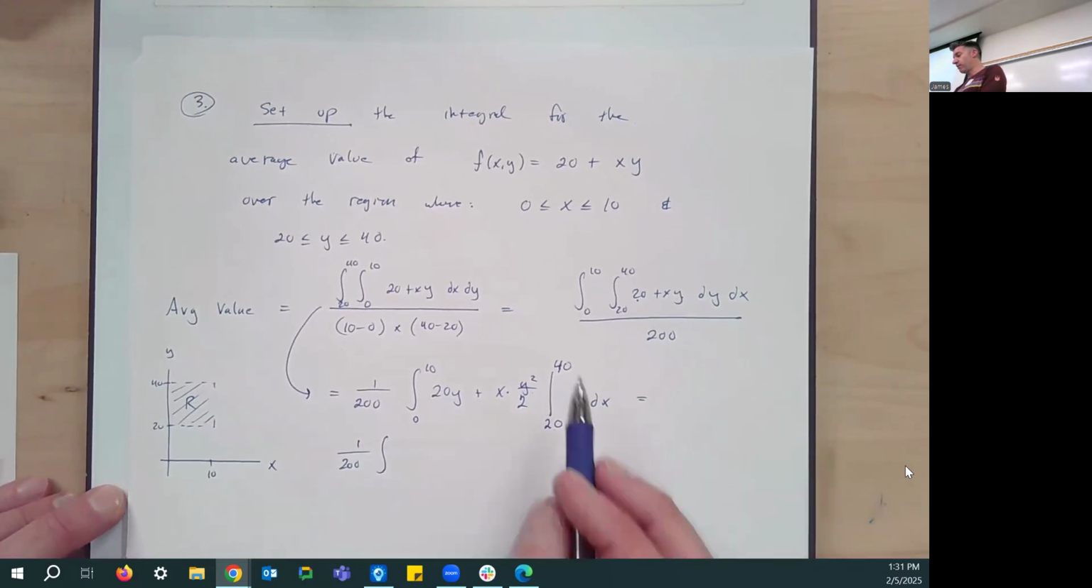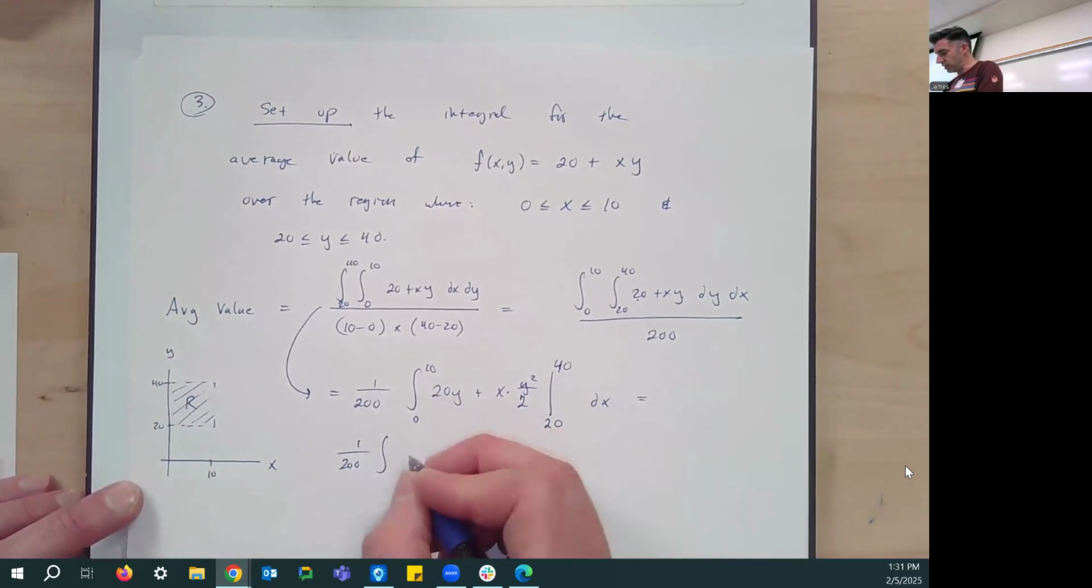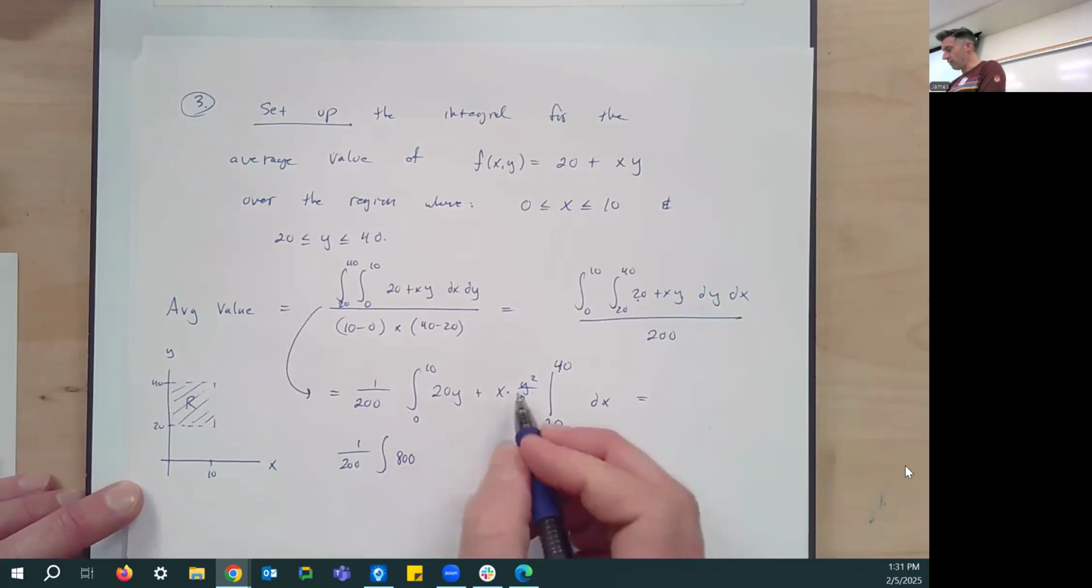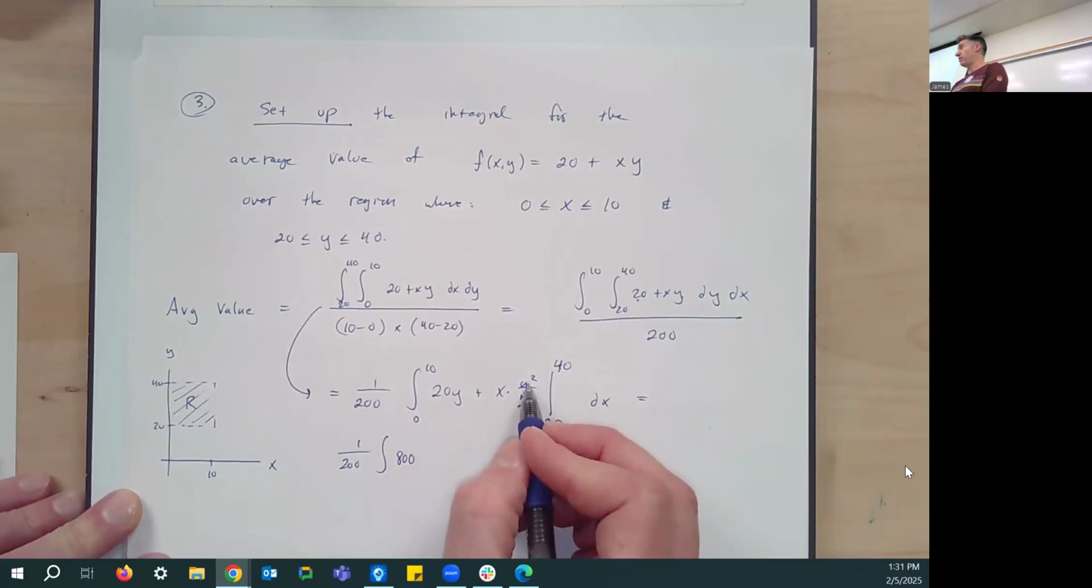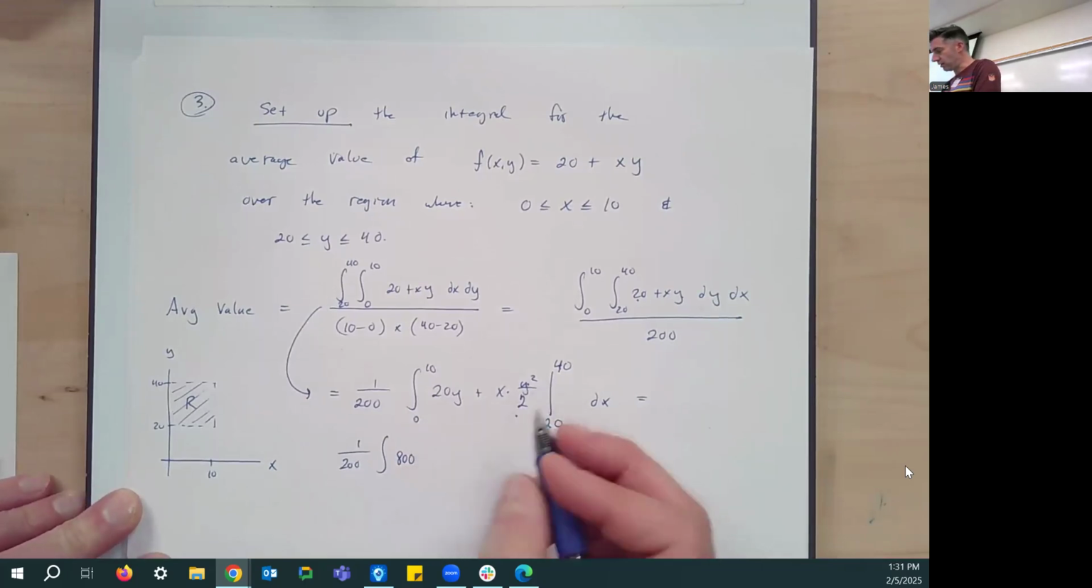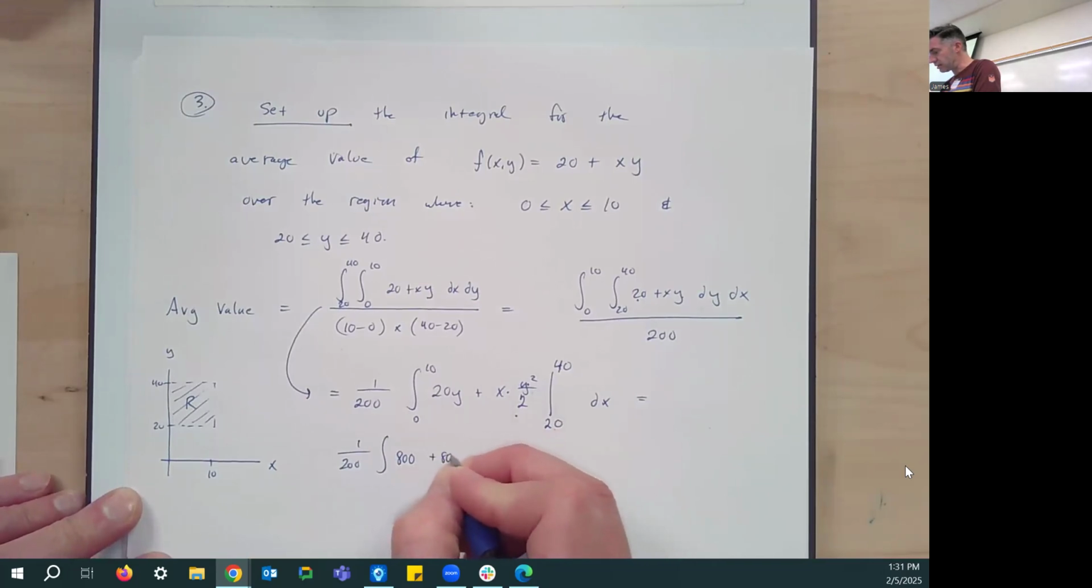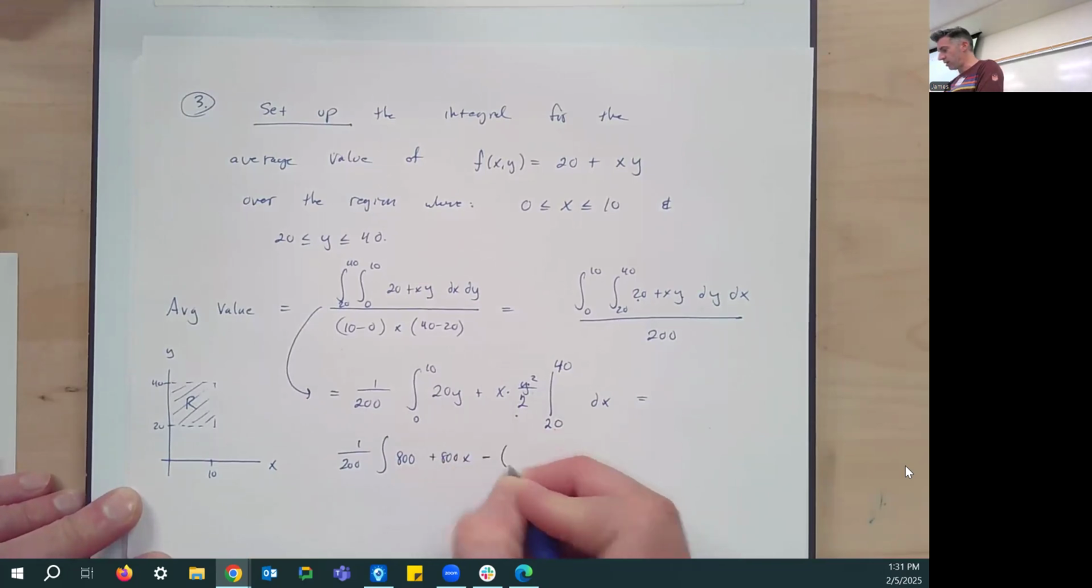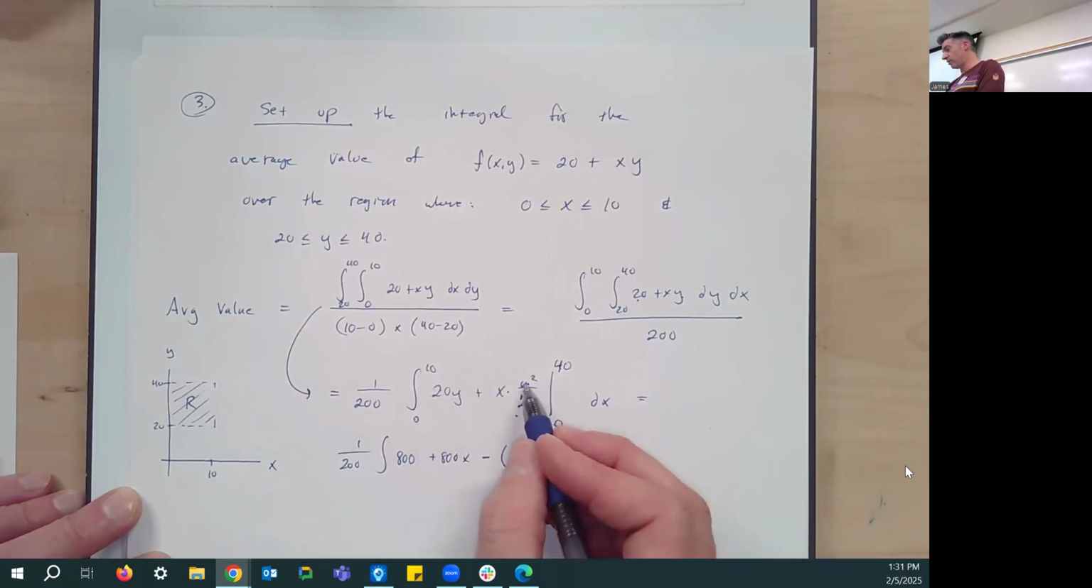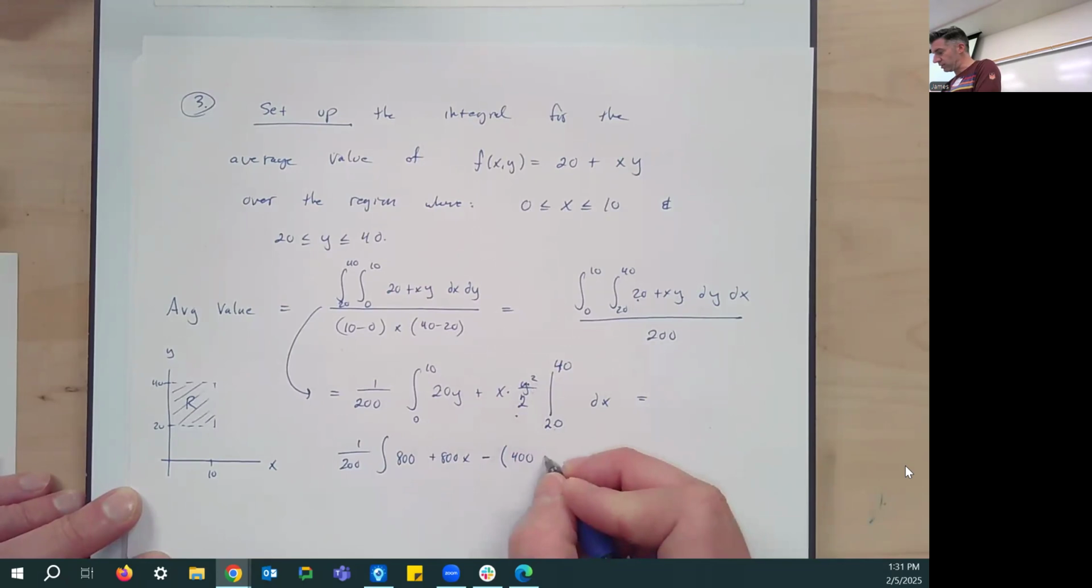So, all right, we'll plug in 40. 20 times 40 is 800. And 40 squared is 1600, divided by 2 is also 800. So we get plus 800x, minus plugging in 20. 20 times 20 is 400. 20 squared is 400, divided by 2 is 200. So plus 200x.